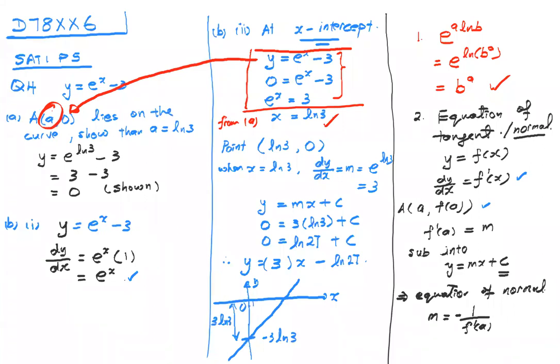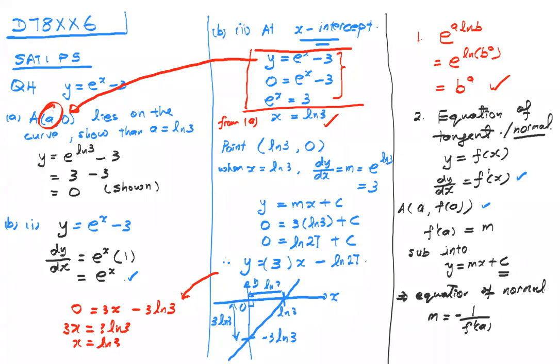So I want the area bounded by the tangent and the axes, meaning the x and the y axis. So I have to get the y-intercept and x-intercept. So the x-intercept for this one, you put y equals 0, 3x minus 3 ln 3. So 3x equals 3 ln 3. So x equals ln 3. So you put ln 3 here. So this will be ln 3.